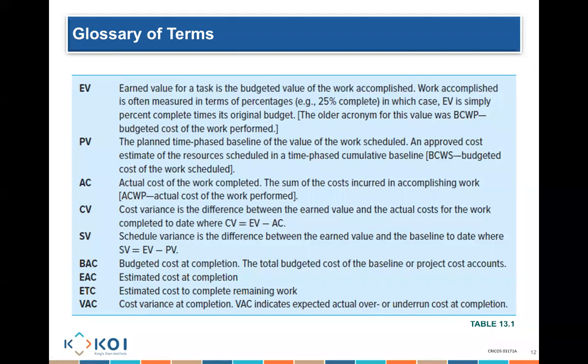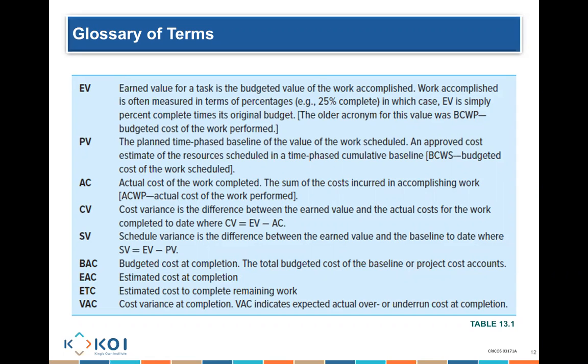Budgeted cost at completion. How much am I expected it's going to cost me to go and have that project? That's my baseline. So if I have 10 tasks in my project and every task is going to cost me $100, then I know from the 10 tasks it's going to cost me $1,000 to finish the whole project. That's what I call budgeted at completion.